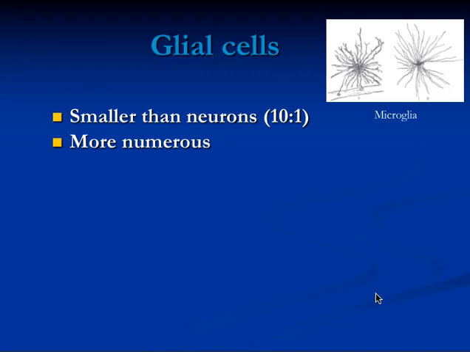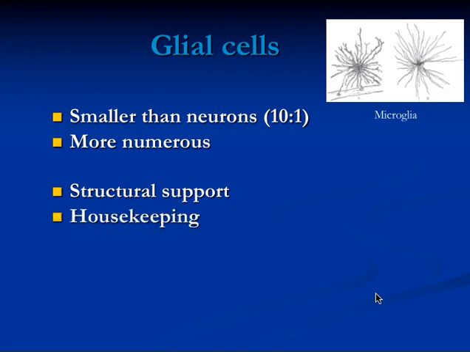And they tend to be smaller in size. Some are smaller than others. And they will provide structural support, that idea of them being like nerve glue. And they also provide housekeeping duties. This particular kind up here in the corner called microglia, those go around and they do a cleanup when a neuron's been damaged or dies, and so on.